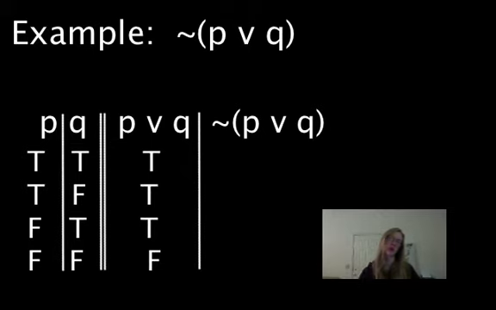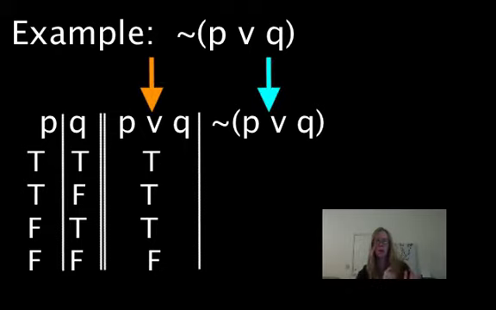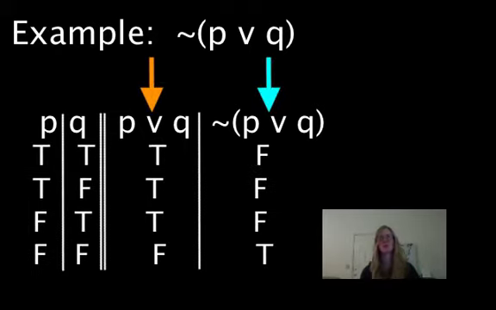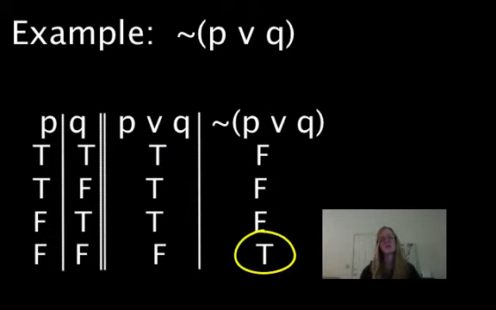And then in our last column, we have not (P or Q). So we take our P or Q column, and we just take the opposite of it. And we're going to do our same analysis so that we see the only place that this is going to be true is when our original statements P and Q are both false. Which is interesting because that's how our first example was too.